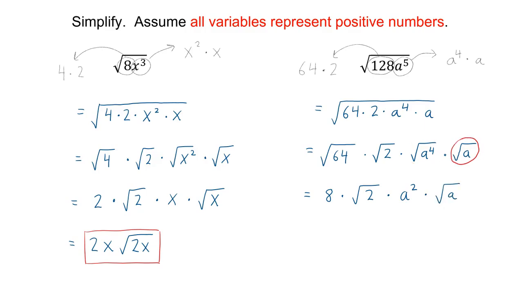The square root of a is a fully simplified radical because the exponent on the variable a is a 1. And for us to simplify it further, it would need to be at least a 2. Combining the factors of 8 and a squared outside of the radical symbol gives us 8a squared, and combining the factors inside the radical symbol, 2 and a, gives us the square root of 2a. So the final simplified form of the square root of 128 a to the fifth is 8a squared times the square root of 2a. And again, no absolute value bars are needed because all variables represent positive numbers.